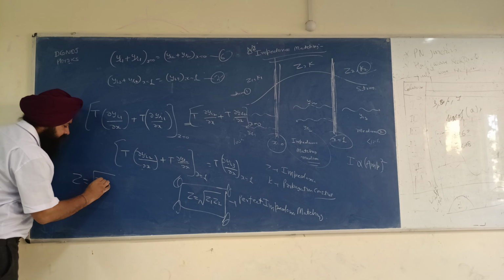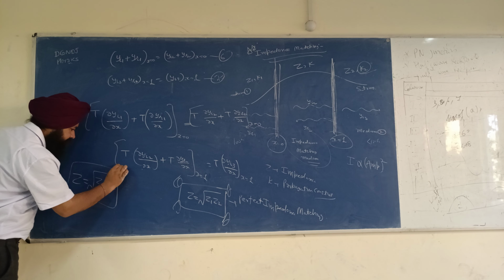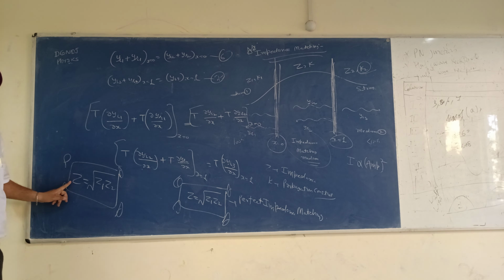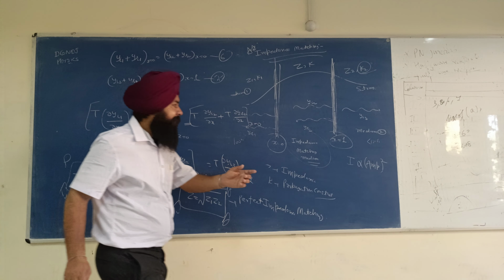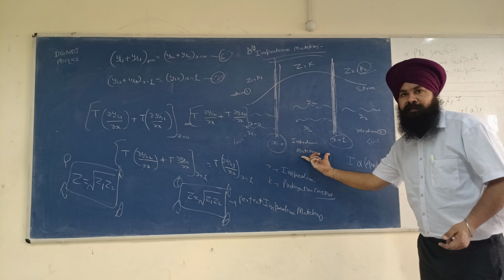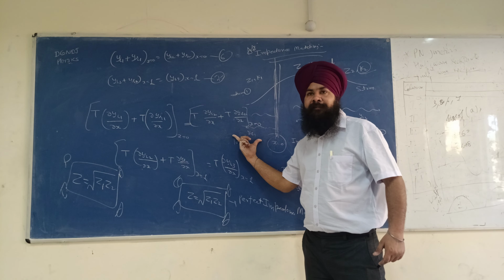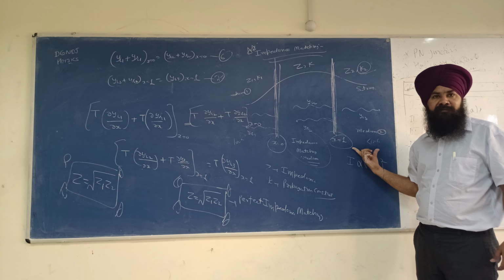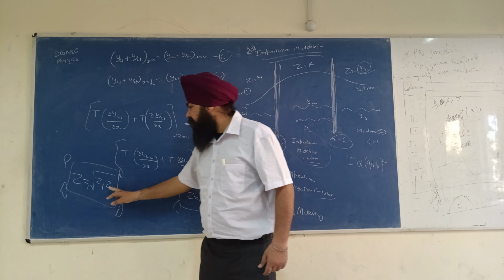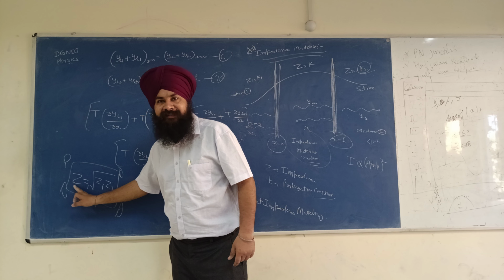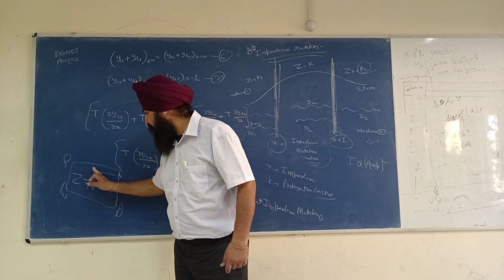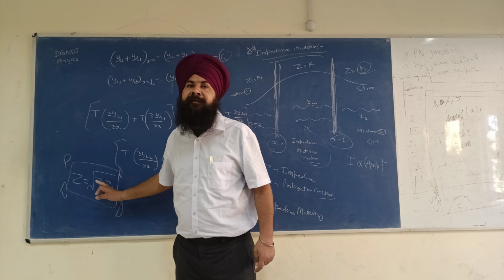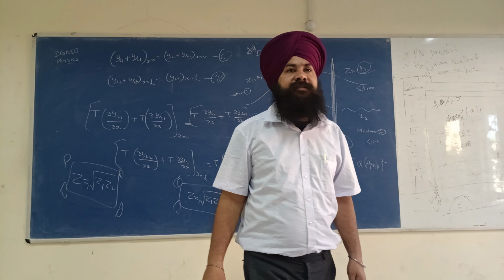Z is equal to square root of Z1 into Z2. What is Z? Z is the impedance of the impedance matching medium. Z1 is the impedance of medium 1, and Z2 is the impedance of medium 2. So in words, Z is the geometric mean of the impedances Z1 and Z2.